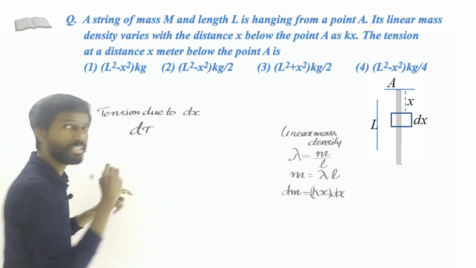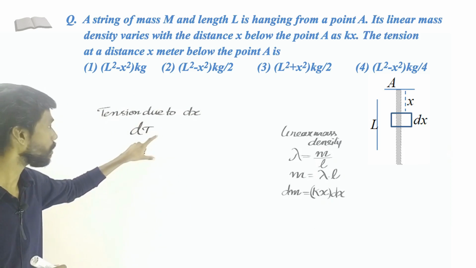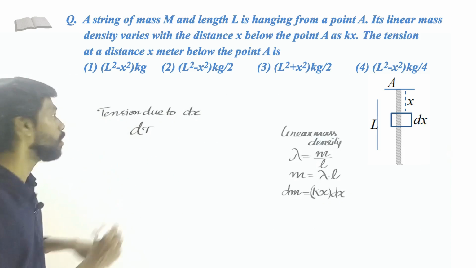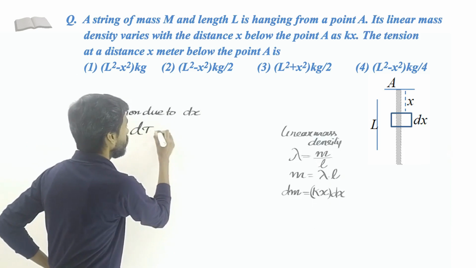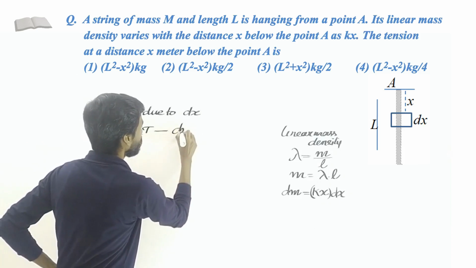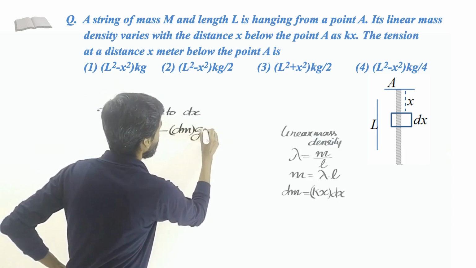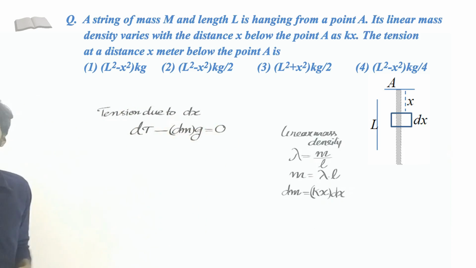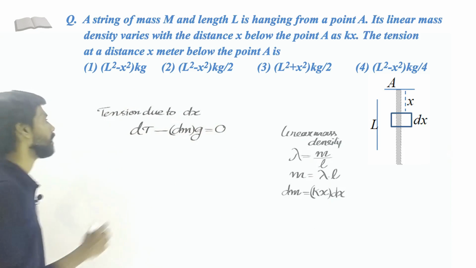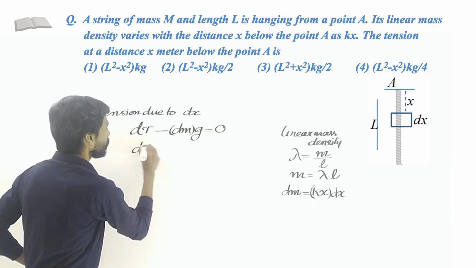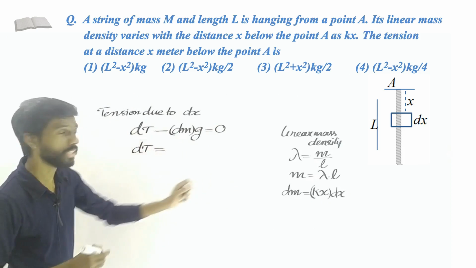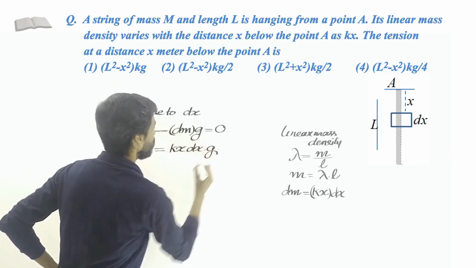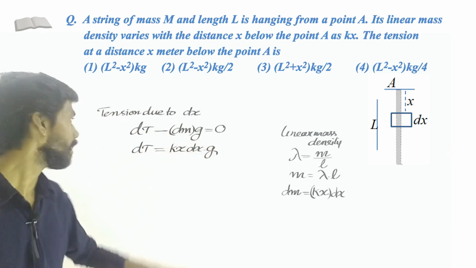Again it is elemental, so only dT. So dT must be equal to the weight of the object. The weight is balanced by the tension in the upward direction. So dT minus dm multiplied by g equals 0. But m here is dm only, so only that small portion, right? Now we found dT. Now what is dm? That's what we found here: kx dx. So dT equals kx dx multiplied by g. Now we have to do integration to get the value of tension, right?